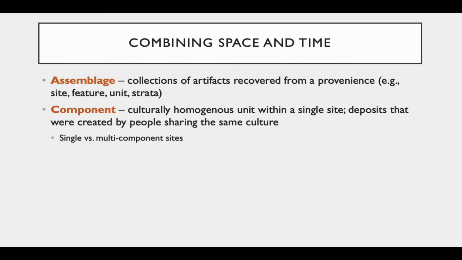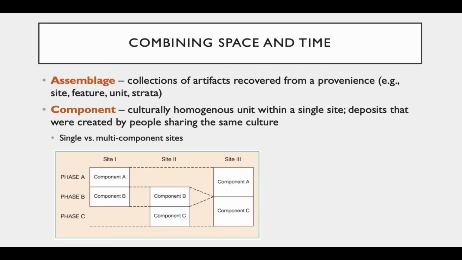There are also then components, and this is what we interpret to be a culturally homogeneous unit within a single site. So it could be a sequence of deposits that we've grouped together because we think it represents behaviors or other things that were created by a people that shared the same culture. And so you sometimes find sites that have only one, what we call a single component site, versus other sites that have multiple components, like what you're seeing in the figure here.